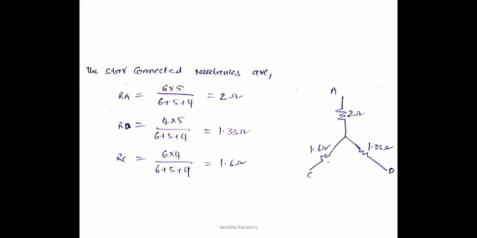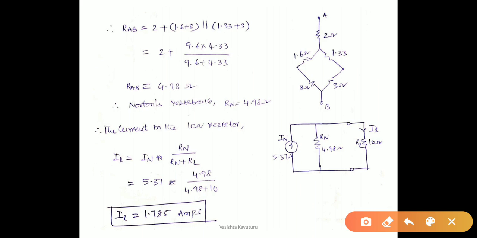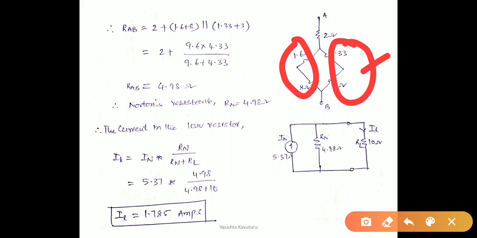After converting this delta to star, again incorporating it in the given network, this is the converted network. This is the equivalent circuit we are getting for calculation of our Norton's resistance. From the circuit, these two resistances are in series and these two are in series, and these two combinations are in parallel. This entire combination is in series with 2 ohms. Therefore, the resistance between A and B terminals is 4.98 ohms. This resistance is also called Norton's resistance, that is 4.98 ohms.